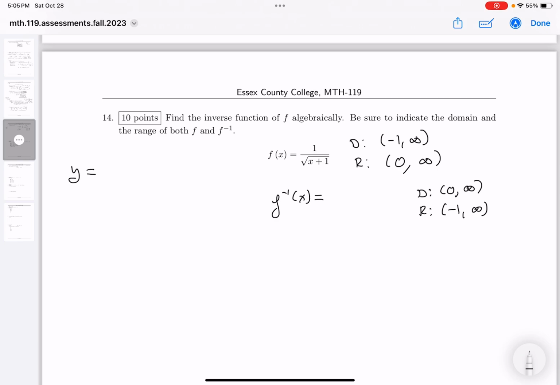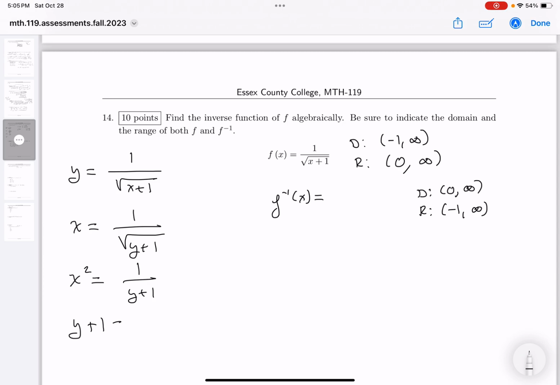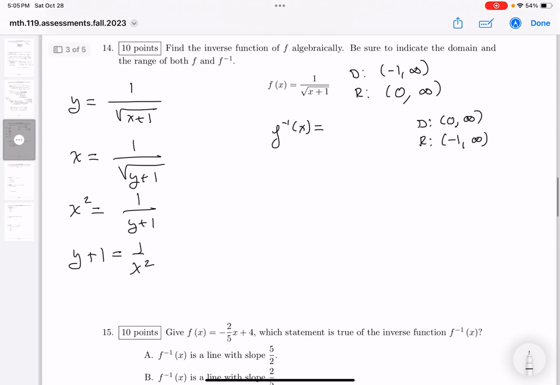I'm going to write y equals, I just replace the f of x by y, 1 over the root x plus 1. I'm going to interchange x and y. X equals 1 over the root of y plus 1. I'm going to do a little manipulation, maybe square both sides. So you get x squared and then 1 over y plus 1. I'm going to divide both sides by x squared and multiply both sides by y plus 1. And you get this. And then I solve for y.